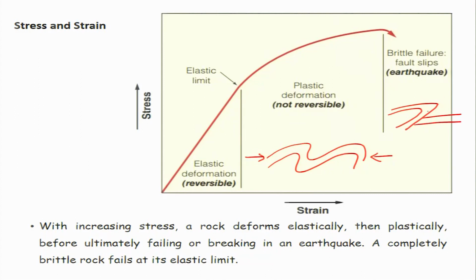At this point in time, when this is a brittle failure, there will be a slip along the plane which is termed a fault plane, and this gets preserved on the surface. And if there are repeated earthquakes along the same fault over time, then you will have a very prominent landform which will develop because of these events.